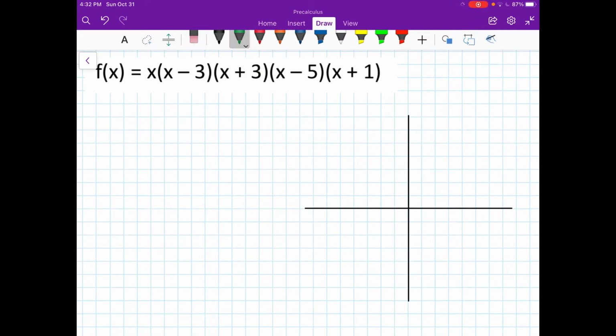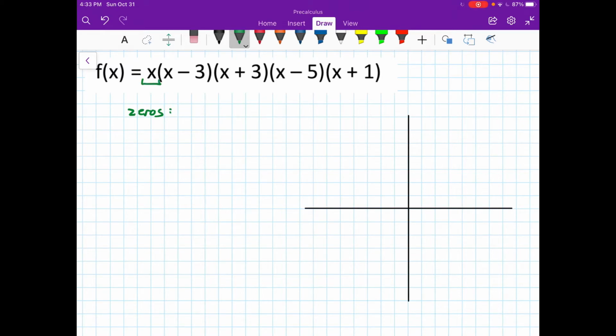Next one, we see this f of x function. It's already factored, so we can go ahead and figure out what our zeros are, which, remember, the zeros are the x-intercepts. We'll consider multiplicity.